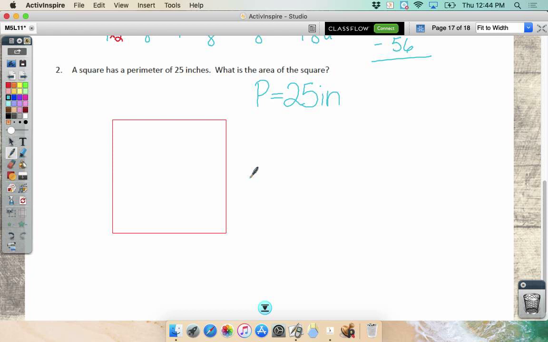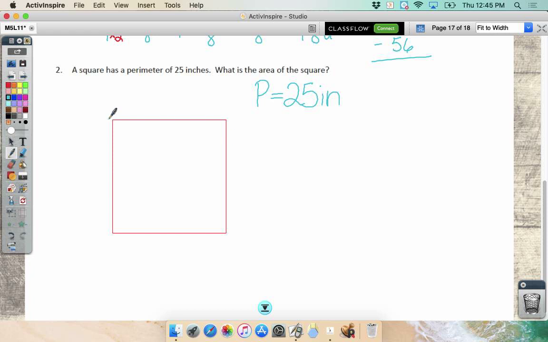5 times 5. Okay, you're not listening to the question. So I'm going to ask the question again. 5 times 5 would mean this had 5 sides. How many sides does a square have? 4. Okay, so it can't be 4 times 5 because that's only 20. We got to get the length plus the length plus the length plus the length.